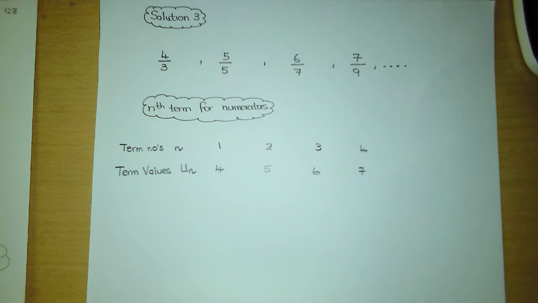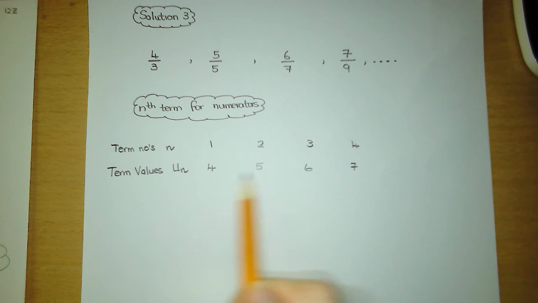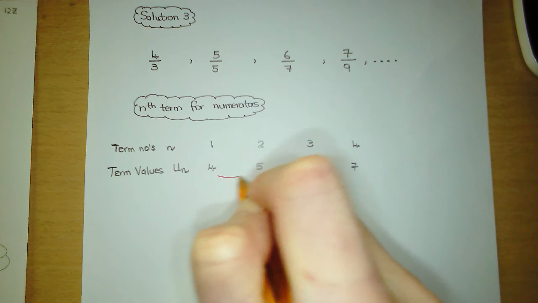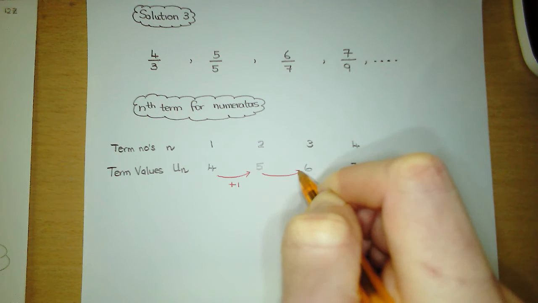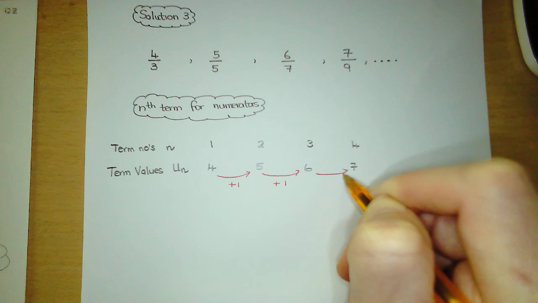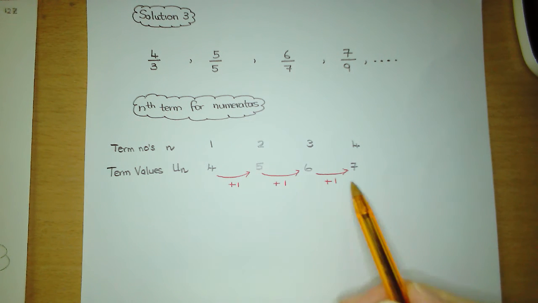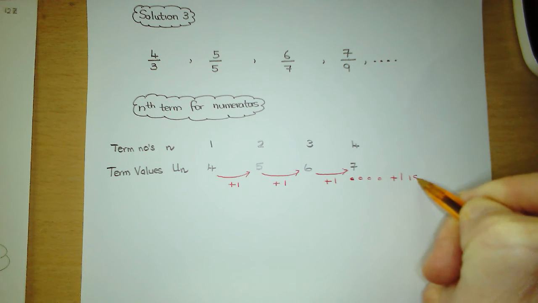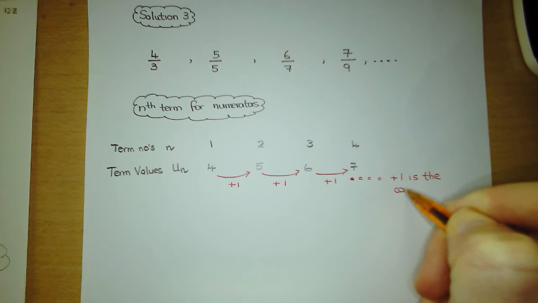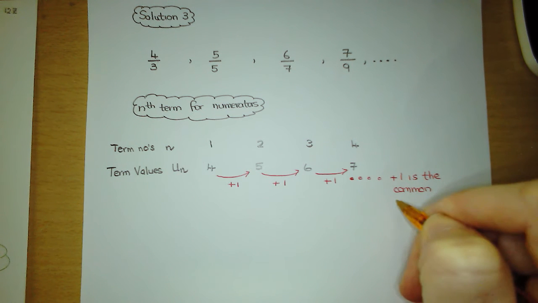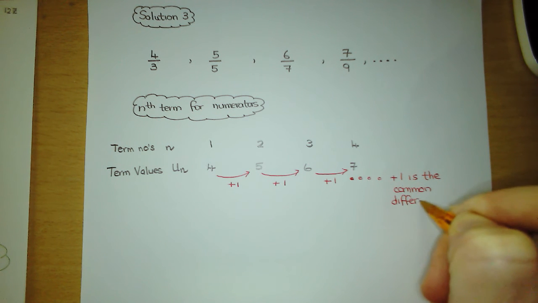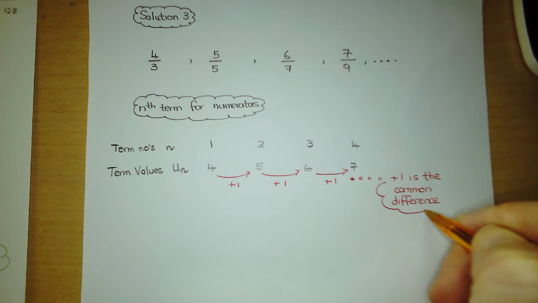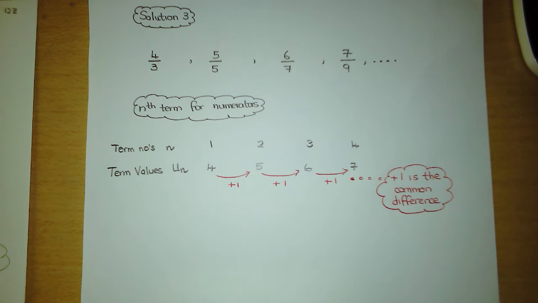Now, you'll notice that the term values for the numerators are a linear sequence. They're going up by the same amount each time. We're adding on 1, adding on 1, and adding on another 1. So what the sequence goes up or down by each time, again, is called the common difference. And now we can begin to write down the nth term formula for the numerators.